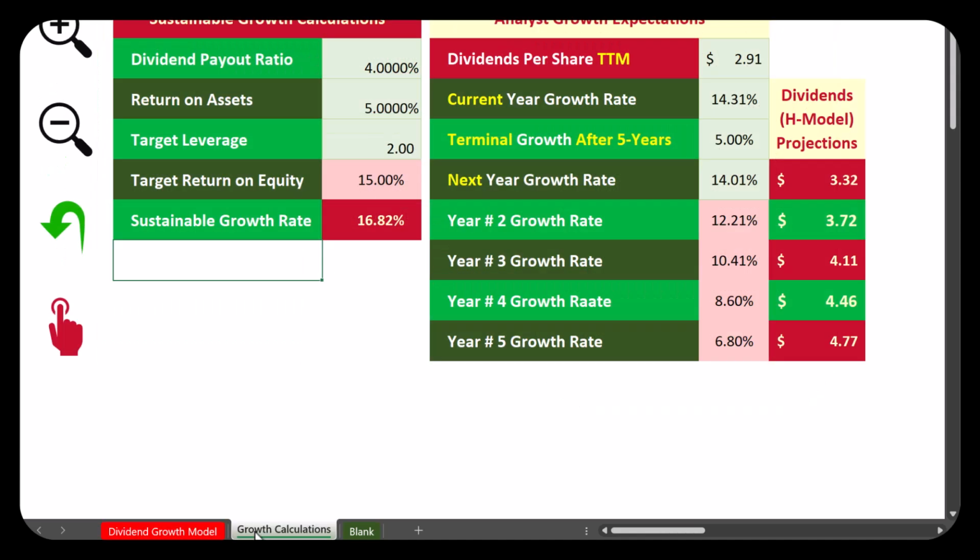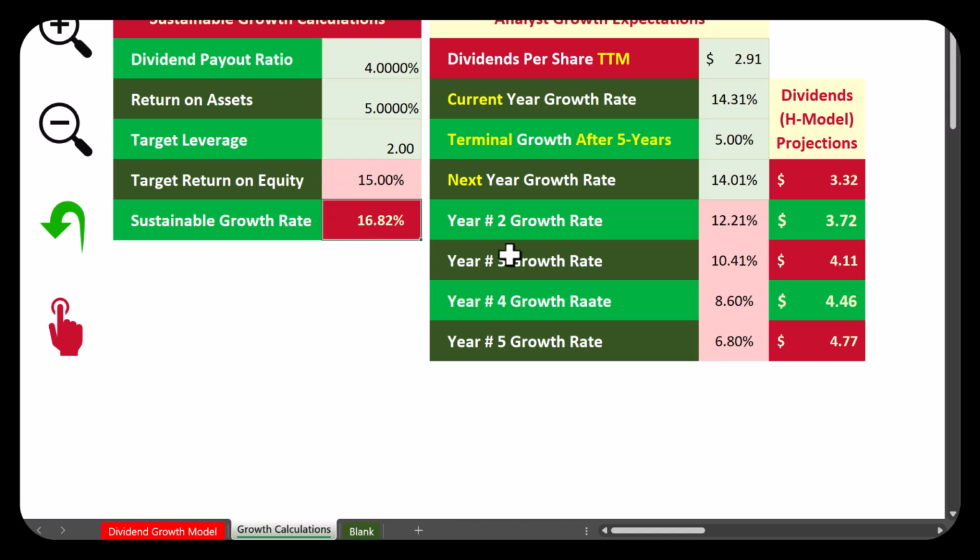Sheet called growth calculations. Here I have two templates to calculate growth rates. One of them is, suppose you want to know what the year one growth rate is going to be, or you want to predict. You can calculate the sustainable growth rate: whatever the dividend payout ratio of the firm, enter the return on assets for last year or trailing 12 months, enter your target leverage or projected leverage. Again, the light greens are inputs. That gives you a sustainable growth rate.